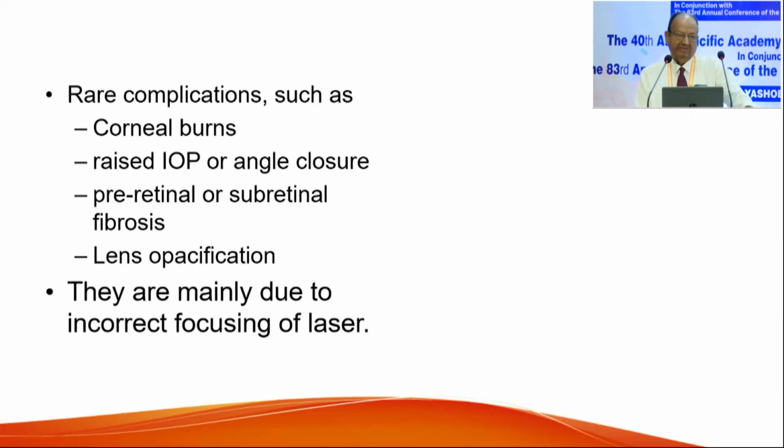Rare complications, as Pranav has also mentioned and Dr. Kamalji has also mentioned, because previously we were not understanding the techniques. An incorrect laser photocoagulation can cause corneal burn, because otherwise laser beams go directly to the retina. But if it is improperly focused, it can cause raised IOP, preretinal and subretinal fibrosis. Sometimes lens opacification can also occur. They are because of incorrect focusing, in fact, because many times the patient moves his hand or head, or sometimes you are not properly aligning it.